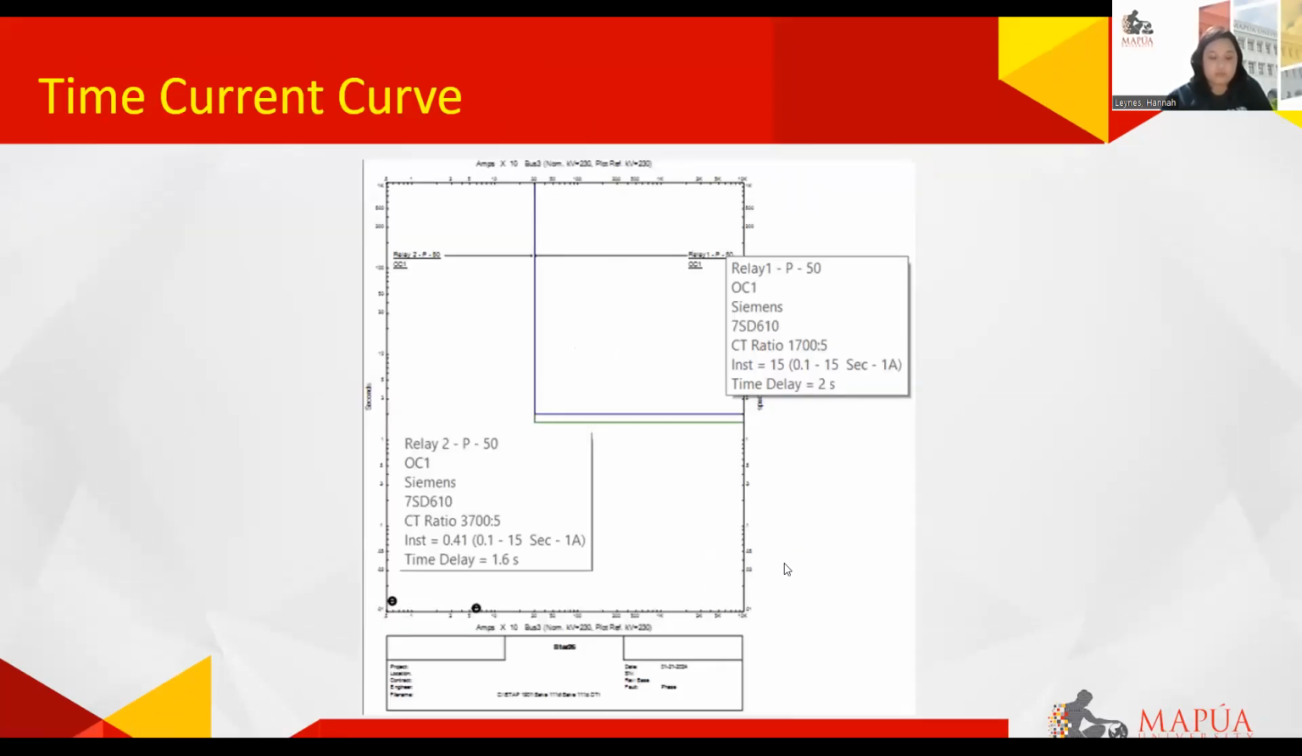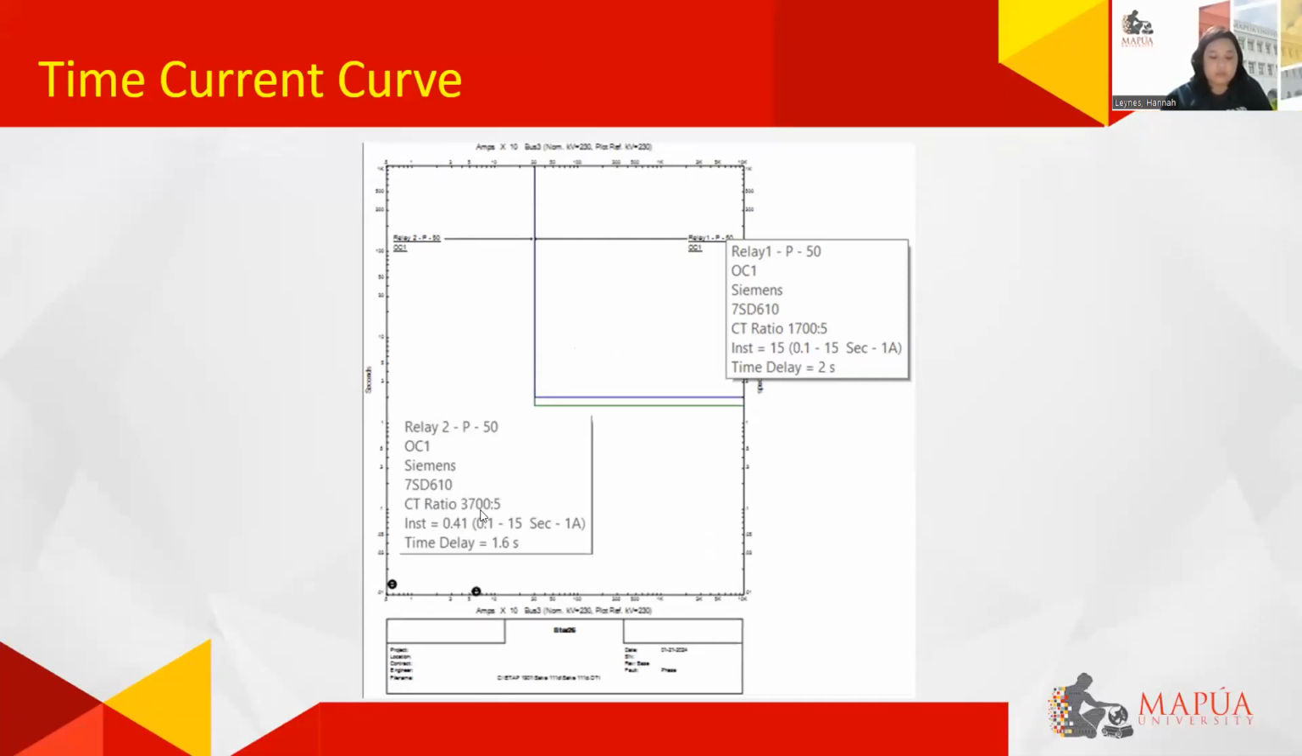Lastly, after applying all the parameters in the simulation, here is depicted the time current curve plot of the SLD. Here we can see that the time delay is 2 seconds. It has a CT ratio of 1,700:5. And then for relay 2, we have a CT ratio of 3,700:5, and it has a time delay of 1.6 seconds. The reason behind the CT ratios of 1,700 and 3,700 is that they are rounded off to the nearest setting.